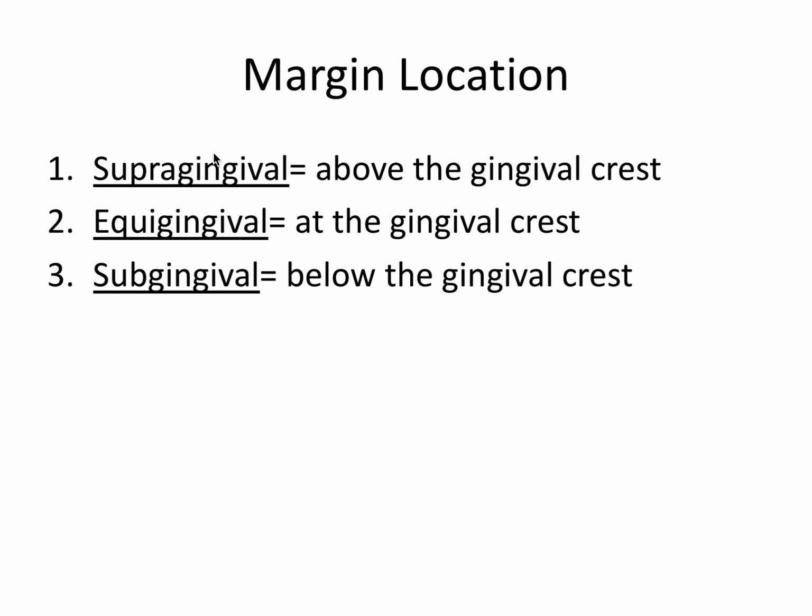So we have supragingival, which is above the gingival crest, equigingival, which is at or equal to the level of the gingival crest, and subgingival being under or below the gingival crest. So supragingival margins more adequately promote periodontal health. We talked about this at length in our periodontal videos, but subgingival margins can be more aesthetic, especially in the anterior, because they're hidden underneath the gingiva. So there are pros and cons to each of these.